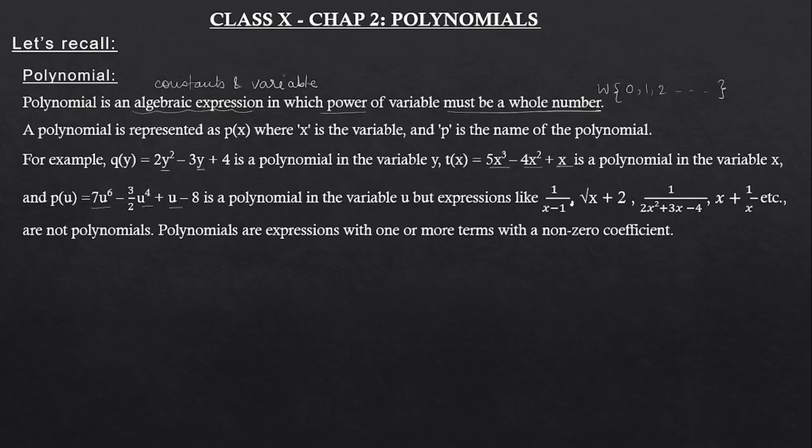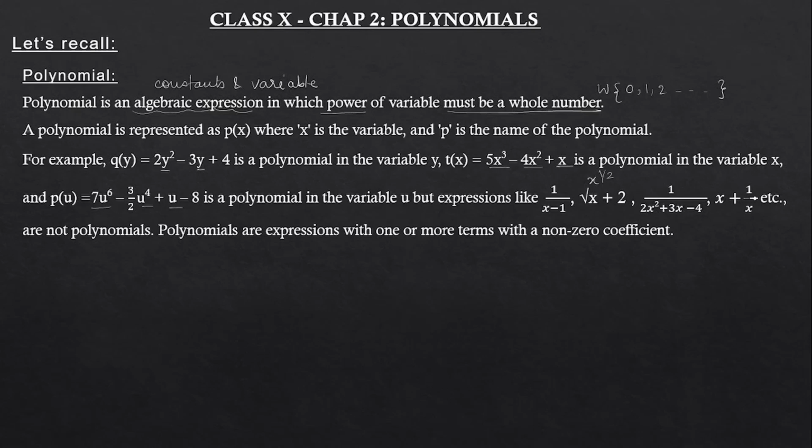But some expressions like 1 over x minus 1. Here, if I try to take this variable in the numerator, the power will not remain a whole number. Here, root of x plus 2. Now, what is root of x? The power of x is x power half. We have studied this in ninth grade. So here, the power is not a whole number. So this is not a polynomial. Again, the variables are in the denominator and if we try to take them in the numerator, they will become negative.